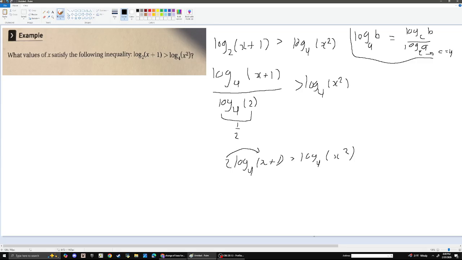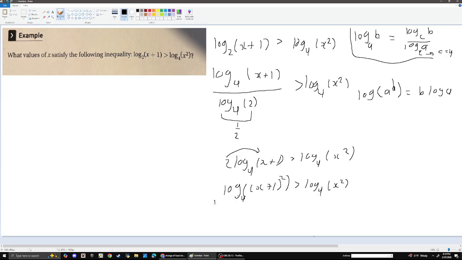And what we can do is, since it's being multiplied, remember that for any log, it doesn't matter the base, log of A to the B is equal to B log A. So here we have 2 log base 4, so we can bring that 2 inside and square what's inside, and it will remain valid. So we have log base 4 of x plus 1 squared is greater than log base 4 of x squared, okay?